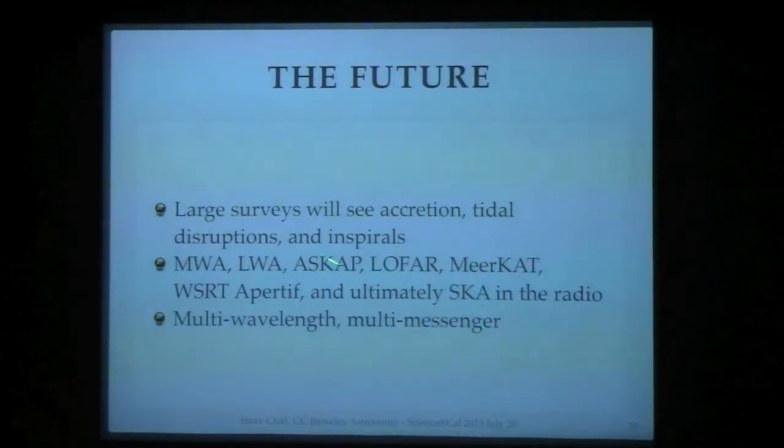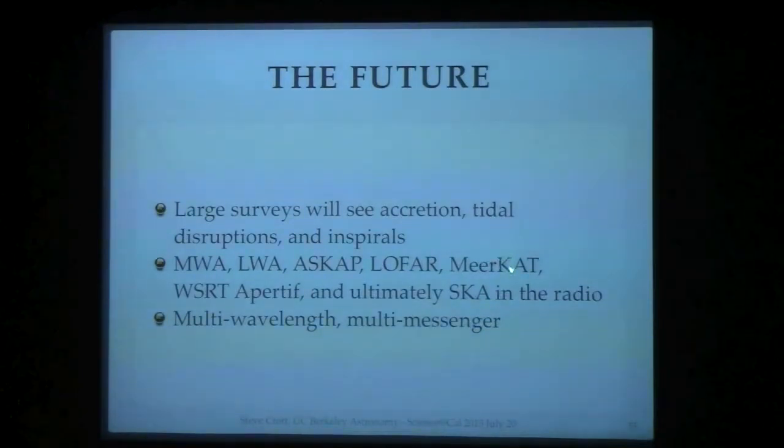So talking about next generation surveys, these large surveys will see obviously a lot of just the standard accretion that we've been seeing so far. They'll see more of these tidal disruption events, and they'll see the inspirals of these supermassive black holes. There's a whole bunch of acronyms here with some of the telescopes that are going to be coming online over the next decade. So if we can get these right: the Murchison Wide Field Array, the Long Wavelength Array, the Australian Square Kilometre Array Pathfinder, the Low Frequency Array.